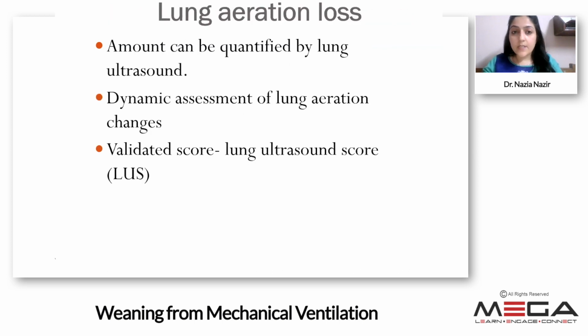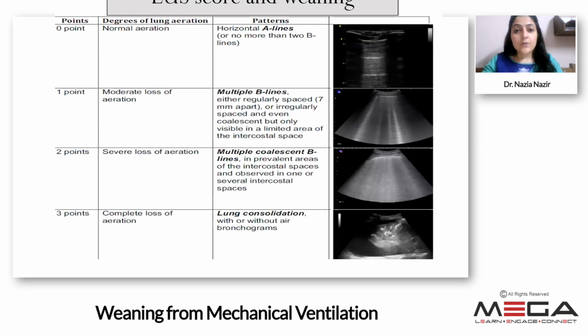Another index which can be taken into consideration is lung aeration loss, which can be quantified by lung ultrasound. It gives a dynamic assessment of the lung aeration and can be validated by a score, the lung ultrasound score. A normal aeration pattern is one in which we have a majority of horizontal A lines with only 2 or fewer vertical B lines, and a score of 0 is given.